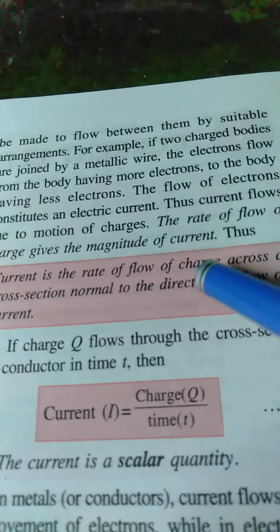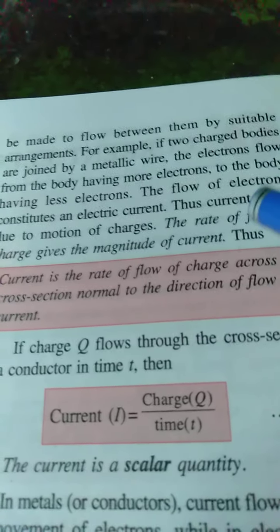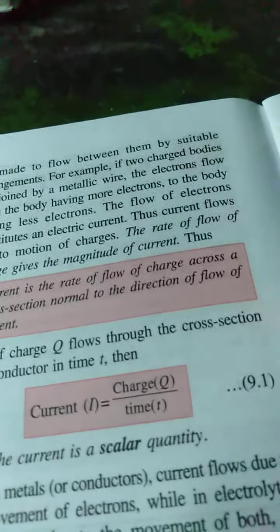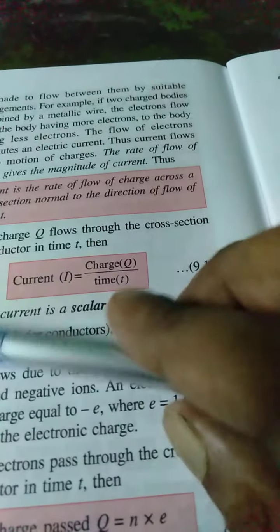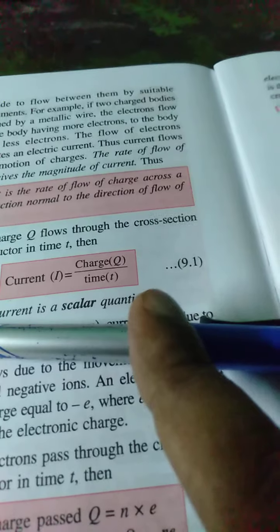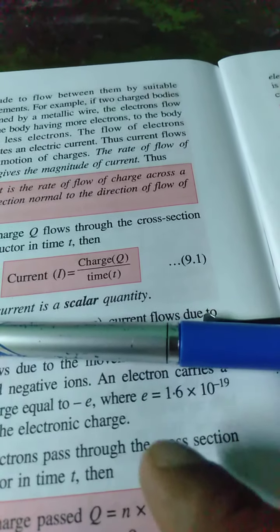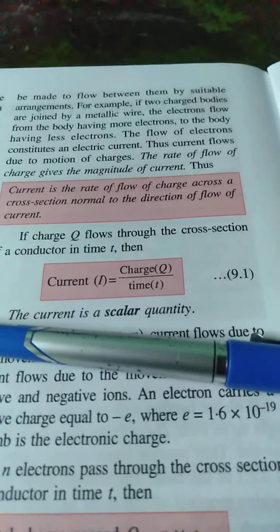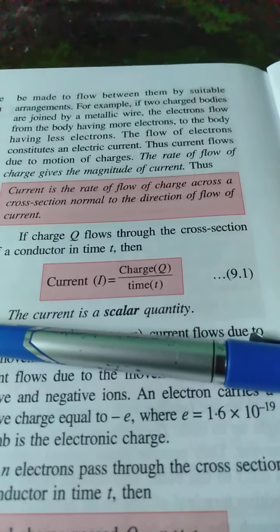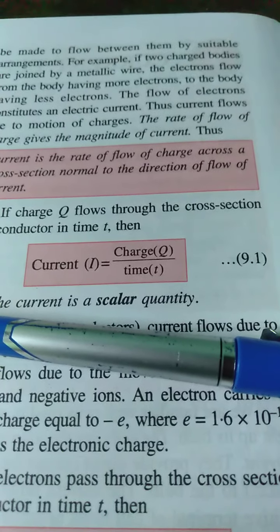So current is actually the rate of flow of charge, means what quantity of charge is flowing per second. What is the meaning of rate of flow? It means what is the quantity of charge flowing through the conductor per second. Suppose this is a conductor, and at any cross section, how much charge is flowing through any cross section in 1 second. That is called the current. So current is the rate of flow of charge. It means the quantity of charge that is flowing per second. That is called current.